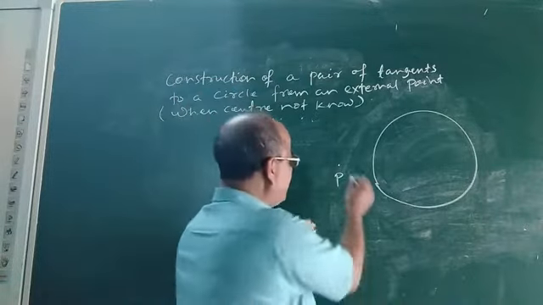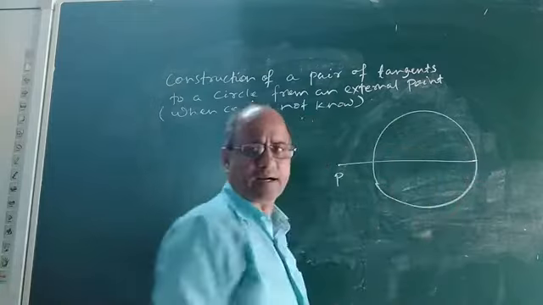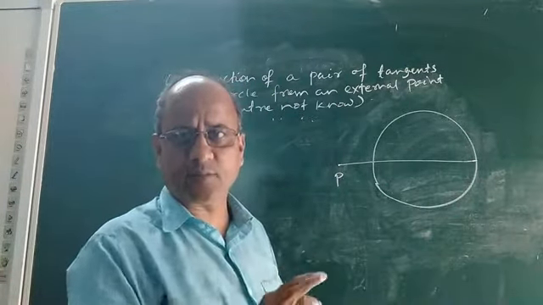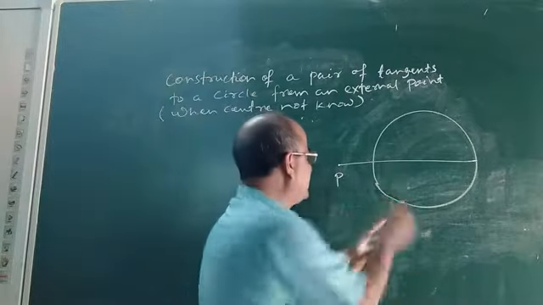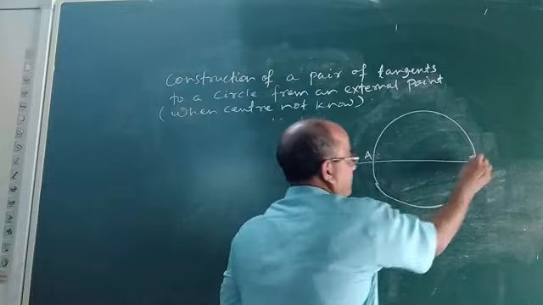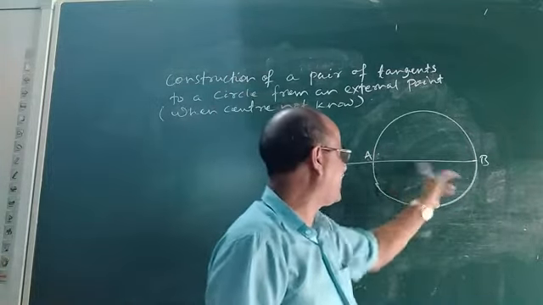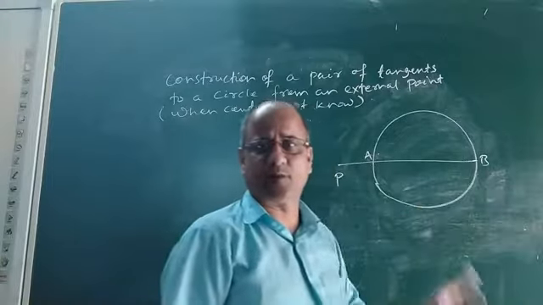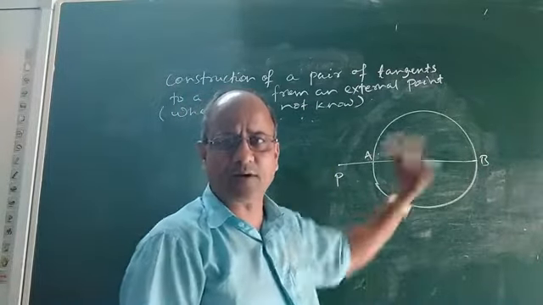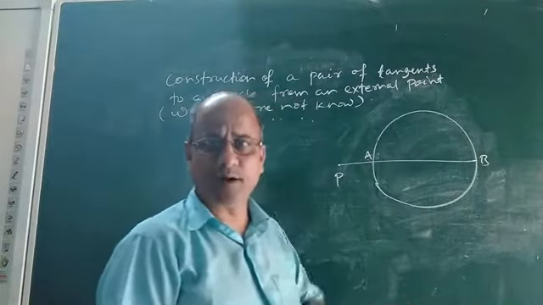The first step is you draw any secant line. You know what a secant line is. A secant is a line which intersects the circle in two distinct points. So clearly in this figure, PAB is a secant line because this line intersects the circle in two distinct points, namely A and B. Now what is the next step?